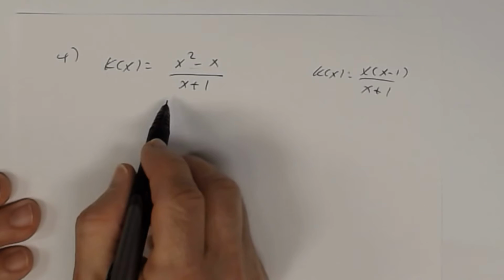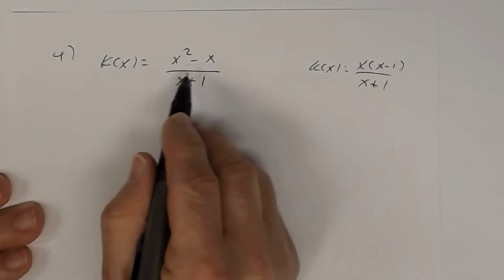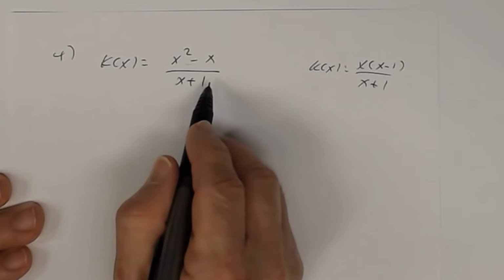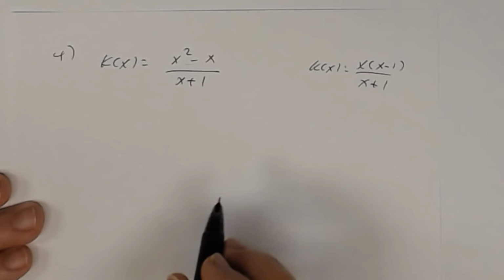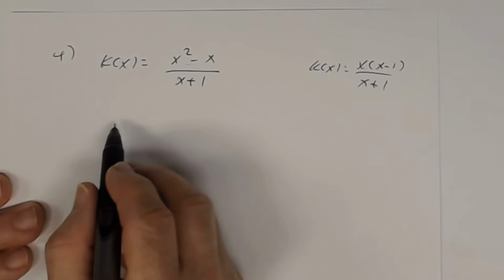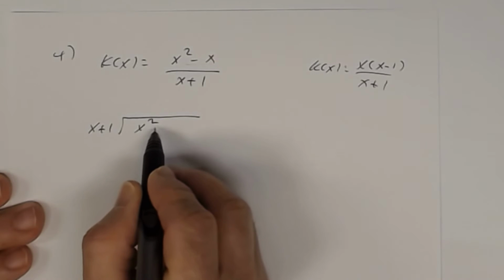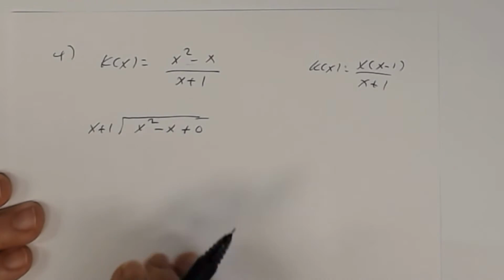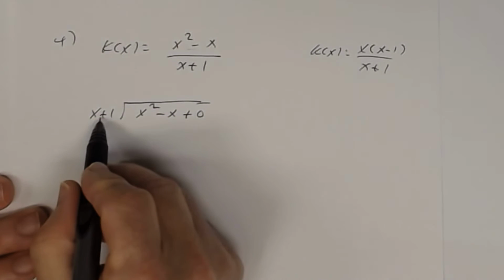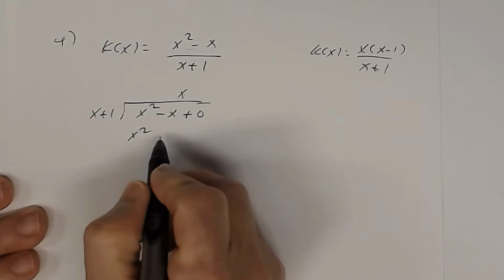So let's go ahead and use long division. Here we can also use synthetic division because this is linear and the coefficient of x is 1, so I'll do it both ways just to show you. Let's use long division first. I get x plus 1 divided into x squared minus x plus 0. You're missing the constant term, so you have to put plus 0. x into x squared is x. x times x is x squared. x times 1 is x.